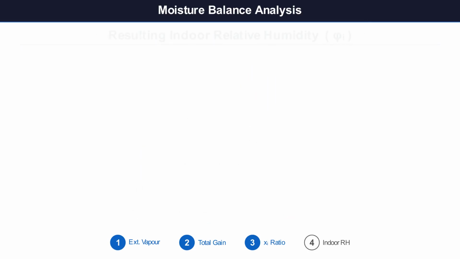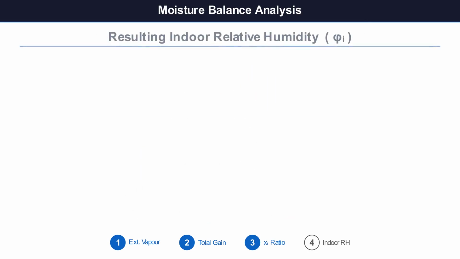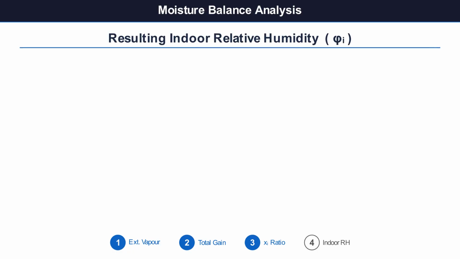We convert the indoor specific humidity into relative humidity through a sequential three-stage process. The conversion proceeds from specific humidity Xi, to vapor density ρVi, then to vapor pressure PVi, and finally to relative humidity Phi. Stage 1. The indoor vapor density ρVi equals Xi multiplied by the density of air ρA. That is 0.0062 times 1.2, giving 0.00744 kilograms per cubic meter.